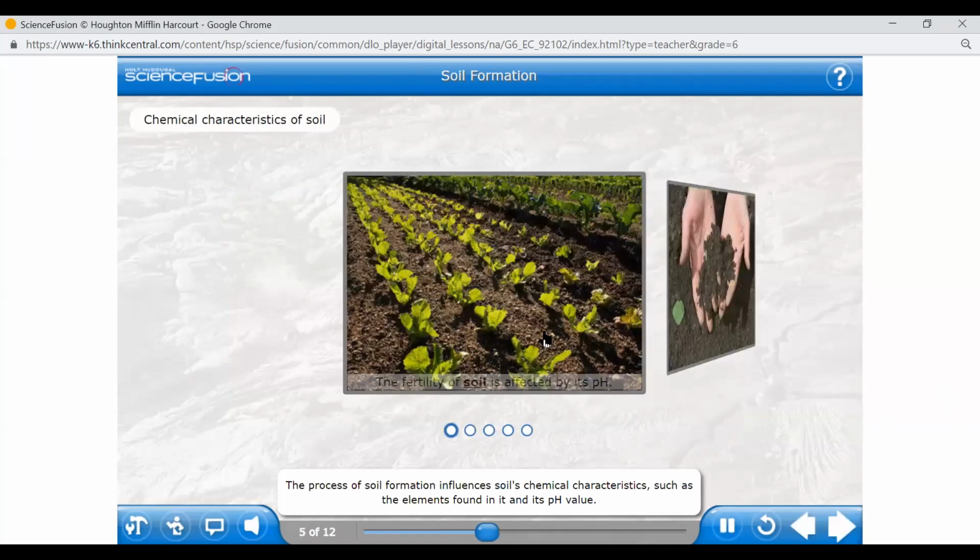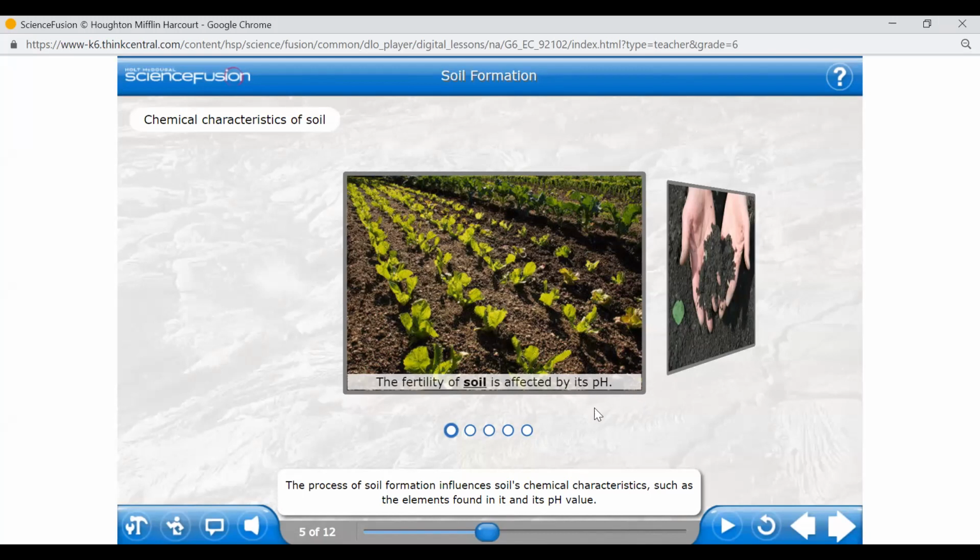The process of soil formation influences soil's chemical characteristics, such as the elements found in it and its pH value. You remember last year in the lab, I told you about this word pH. I showed you an experiment where I added some cabbage juice, I added some acid to it and it changed the color, the base too, it changed the color. Do you remember that experiment? Yes, that was very interesting.